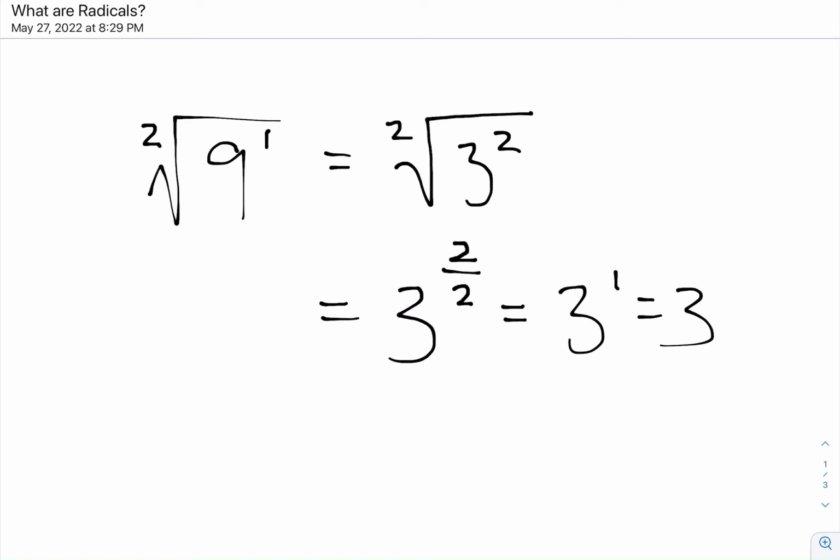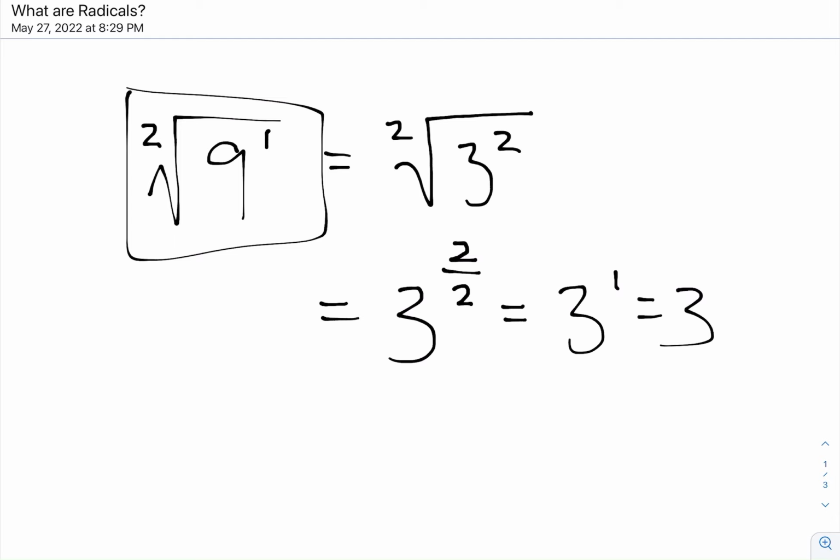So you might be thinking, well, what's the point of even doing this? Like, obviously the square root of 9 is just 3. Why do we have to analyze it this way, like more mathematically, in terms of powers and indexes and fractions? Well, it's because the hardest question you're going to get on your test isn't the square root of 9.